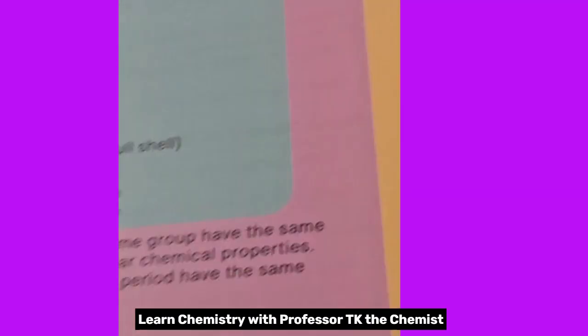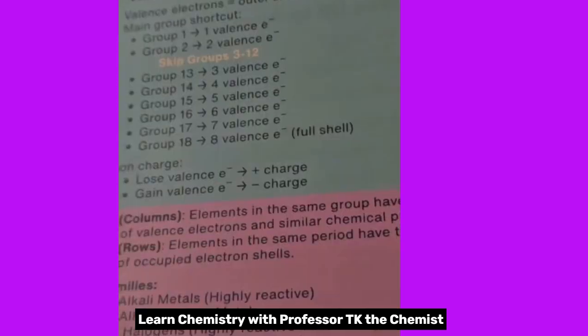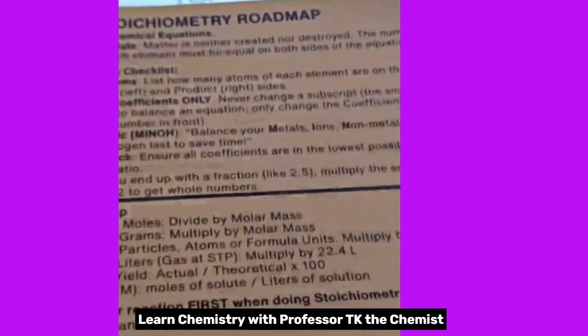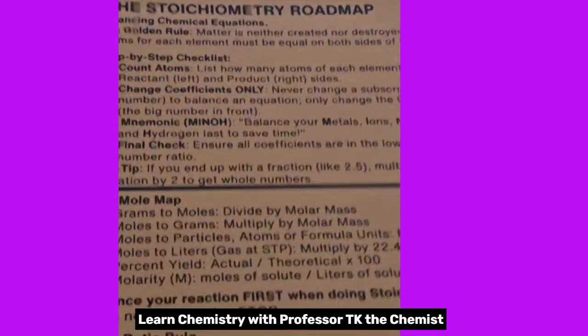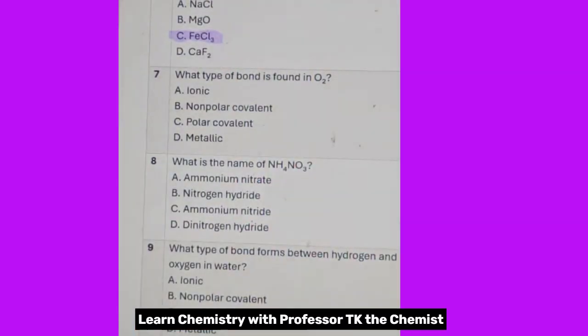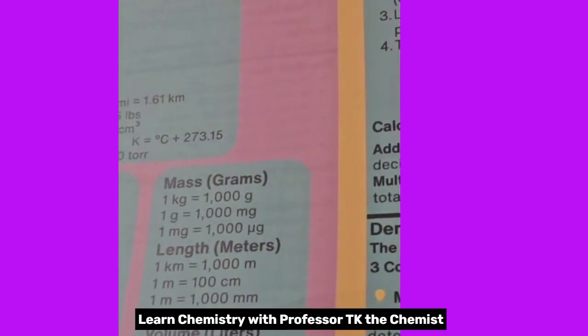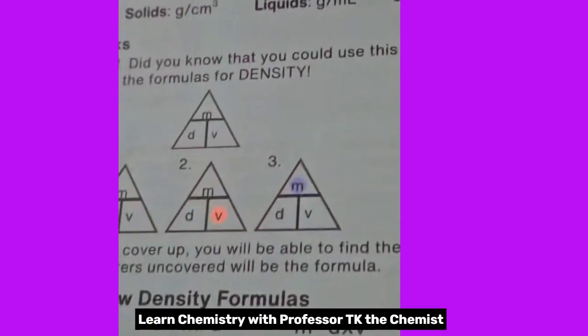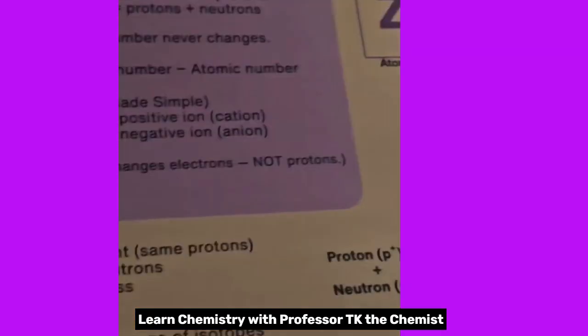It's like a cheat sheet that I give my students to help them on their tests and homework, because it has the valence electrons. I actually created this myself. It has stoichiometry stuff on there. It has, of course, the mass in grams, the significant digit rules, how to calculate density, a lot of little different hacks.